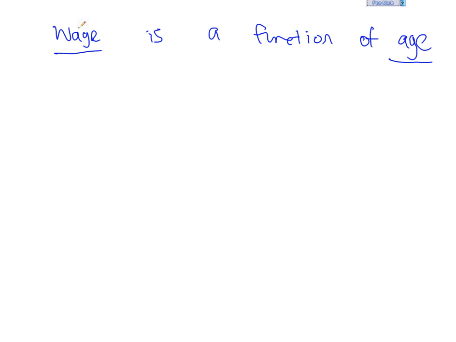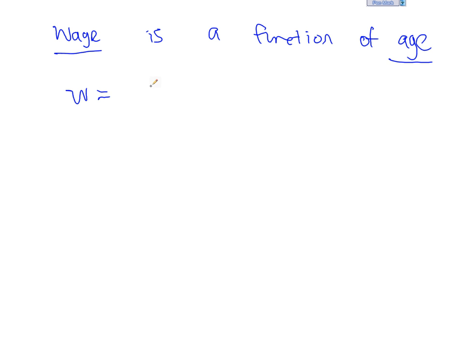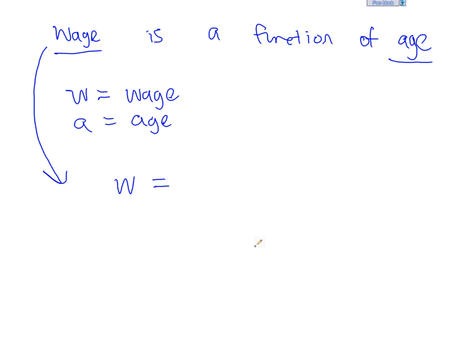Okay, so let's abbreviate this a little bit. With function notation, we are able to abbreviate this by saying, okay, well, let W be our letter representing wage. So every W will have an A. In other words, with every age, there will be a wage. Okay, so we start off here. We're going to rewrite this statement and we'll say wage. And instead of saying is, in math we write the equal sign.